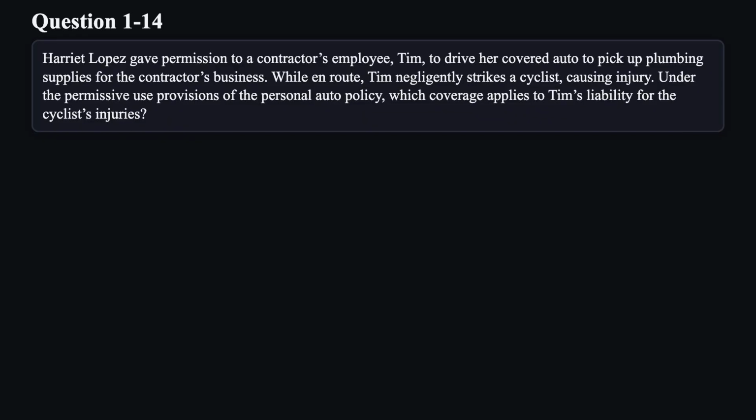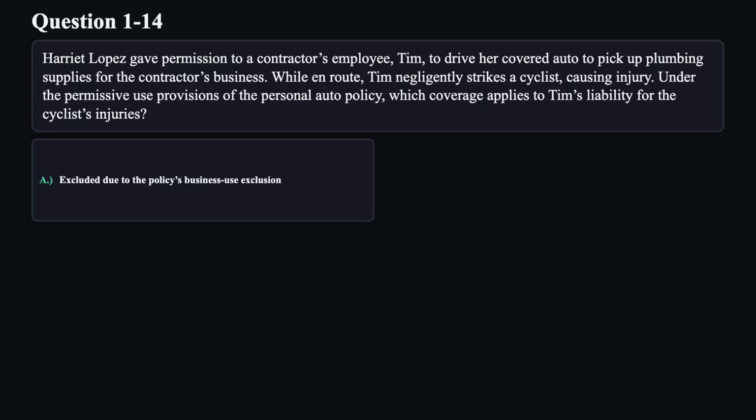Question 14. Harriet Lopez gave permission to a contractor's employee, Tim, to drive her covered auto to pick up plumbing supplies for the contractor's business. While en route, Tim negligently strikes a cyclist, causing injury. Under the permissive use provisions of the personal auto policy, which coverage applies to Tim's liability for the cyclist's injuries?